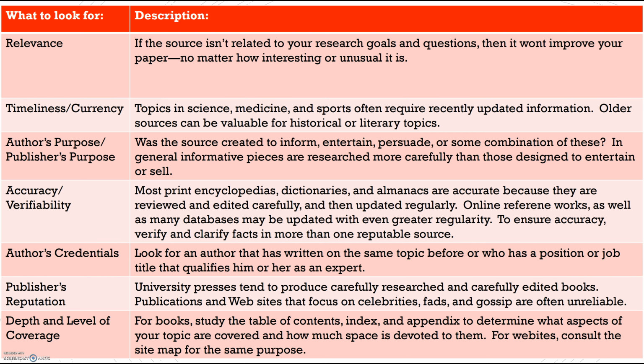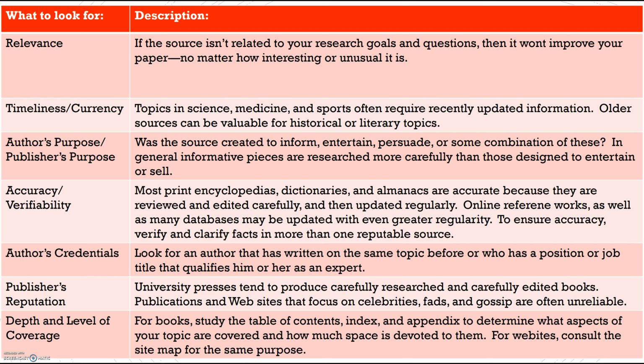All right, accuracy. Most print encyclopedias, dictionaries, and almanacs are accurate because they were reviewed and edited carefully. And this is the same for journals too. Something that's just thrown online, even in some databases, you need to be a little bit leery of, right? You need to ensure accuracy.